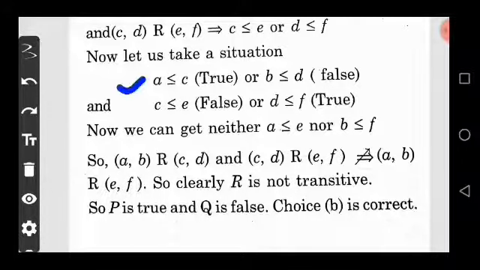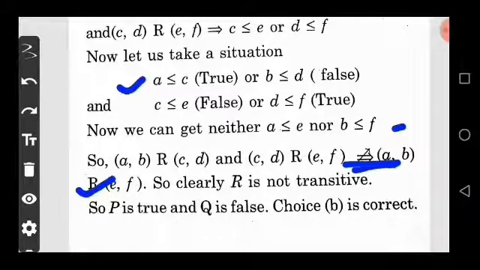Here A ≤ C is true or B ≤ D is false, and C ≤ E is false or D ≤ F is true. Now we get neither A ≤ E nor B ≤ F. So (A,B) related (C,D) and (C,D) related (E,F) does not imply (A,B) related (E,F).